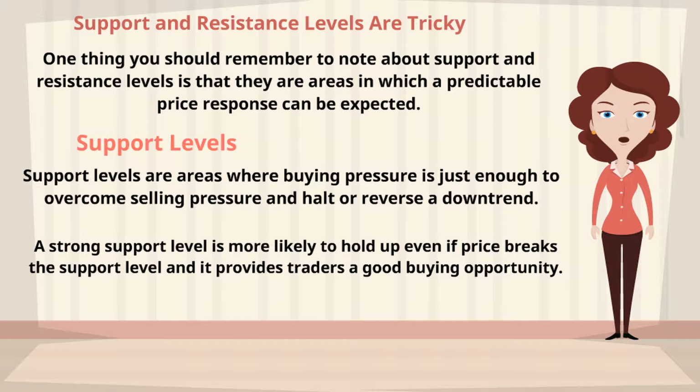Support and resistance levels are tricky. One thing you should remember to note about support and resistance levels is that they are areas in which a predictable price response can be expected. Support levels are areas where buying pressure is just enough to overcome selling pressure and halt or reverse a downtrend. A strong support level is more likely to hold up even if price breaks the support level, and it provides traders a good buying opportunity.